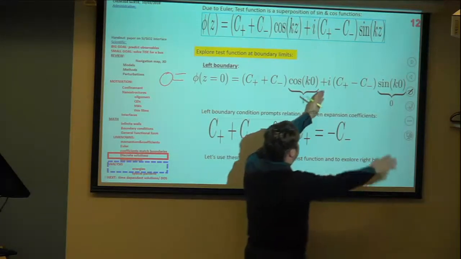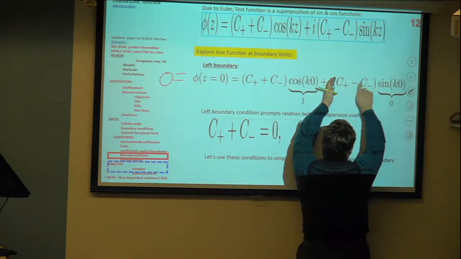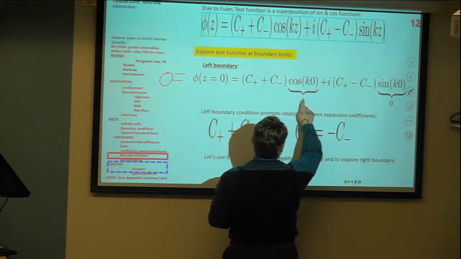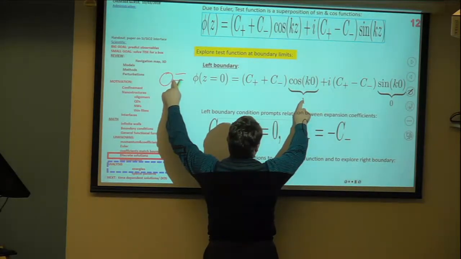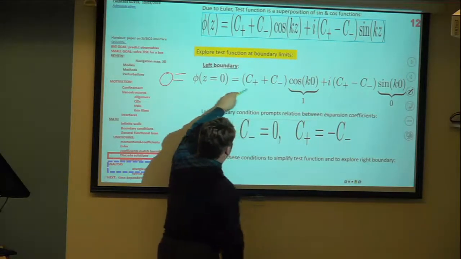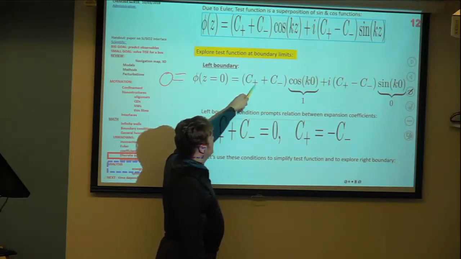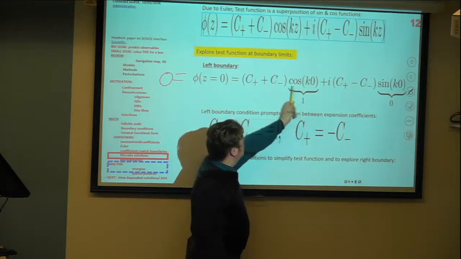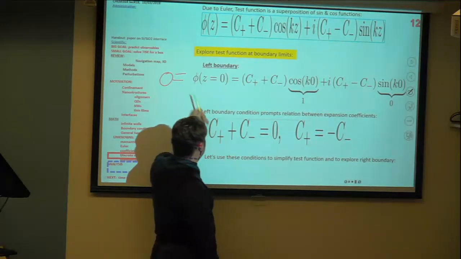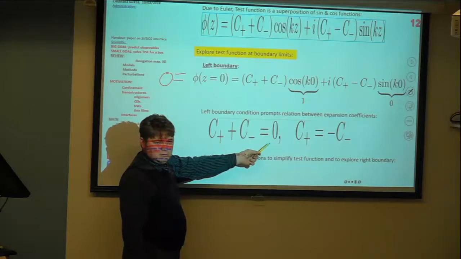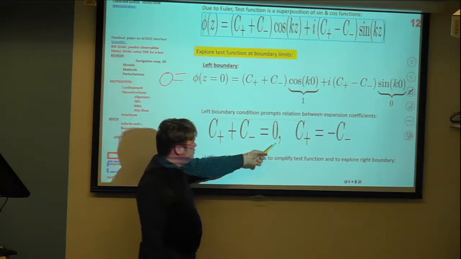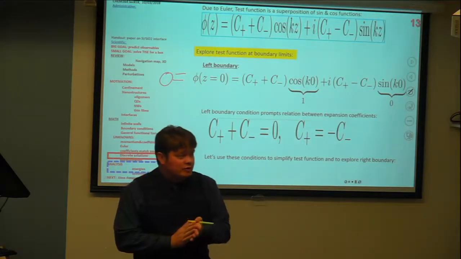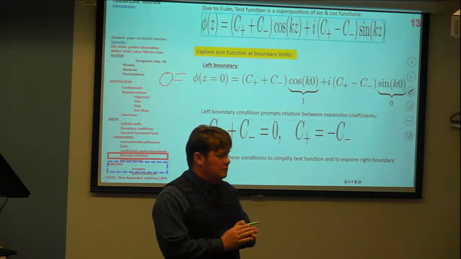Since this term is zero, we cannot tell anything definite about the subtraction. But since this one is one and it needs to be equal to zero, we get an equation for the connection between C plus and C minus. This is zero, and C plus plus C minus equals zero, right? Which means they are of the same amplitude and opposite sign.